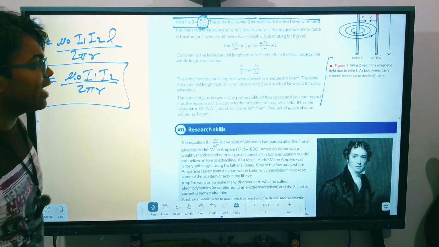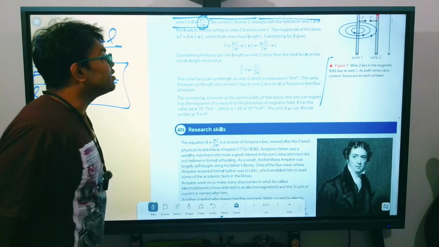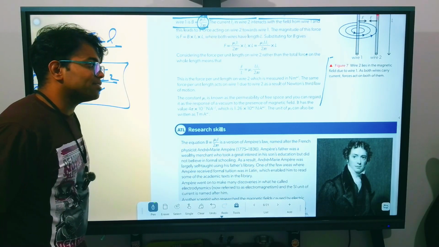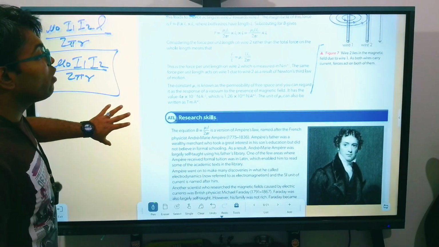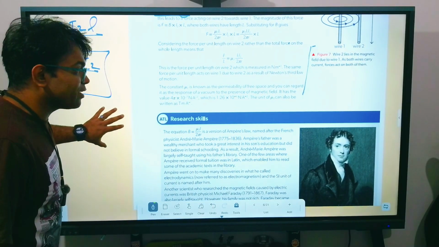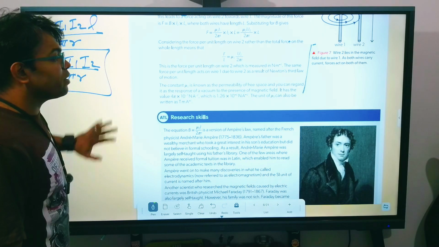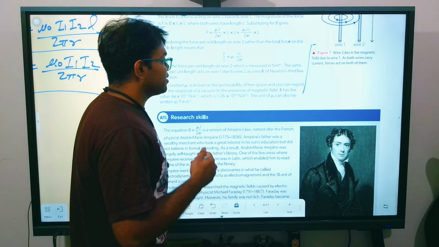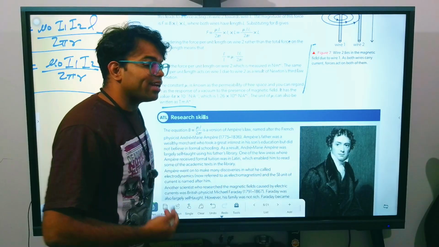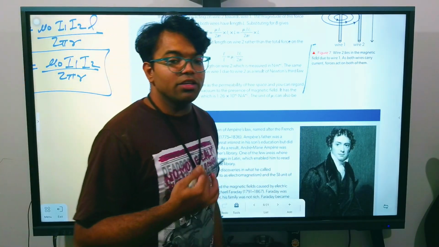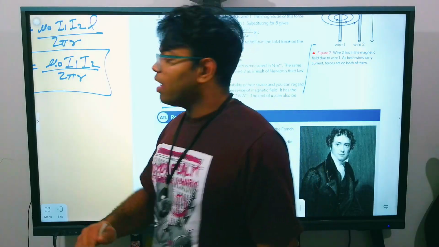The same force per unit length acts on wire 1 due to wire 2 as a result of Newton's third law. The constant mu naught is known as the permeability of free space, and you can regard it as the response of vacuum to the presence of a magnetic field. It has the value of 4 pi into 10 to the power minus 7 newtons per ampere squared, which is 1.26 into 10 to the power minus 6. The unit of mu naught can be expressed in Tesla meters per ampere. Understood?